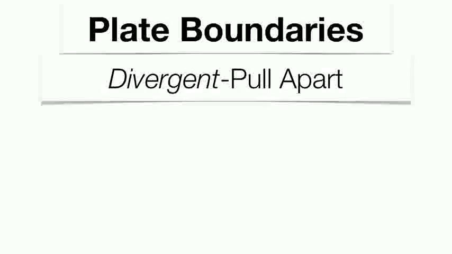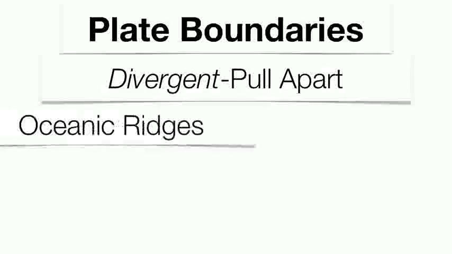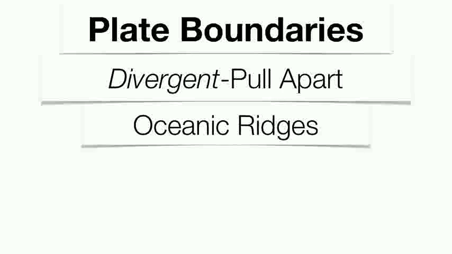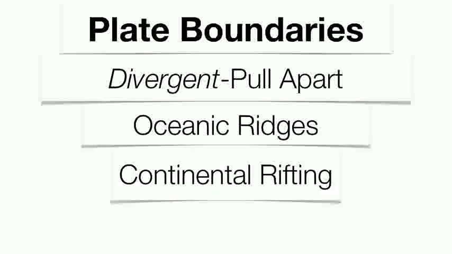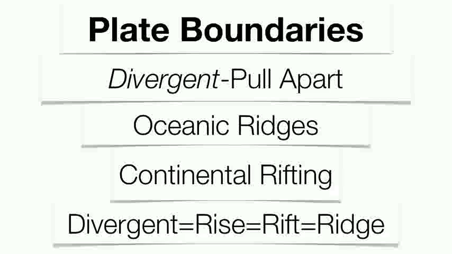Now there's two different ways in which you can get divergence on the planet. You can either have oceanic divergence called oceanic ridges, or you can have continental divergence called continental rifting. You notice I have two different words that mean the same thing. There are some synonyms: ridge, rift, rise, and divergent. They all mean the same thing: plates moving away from each other.